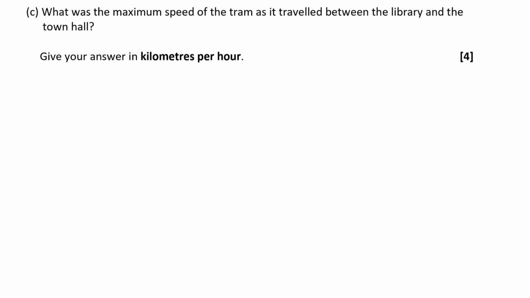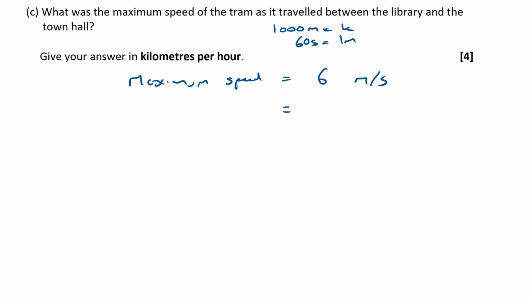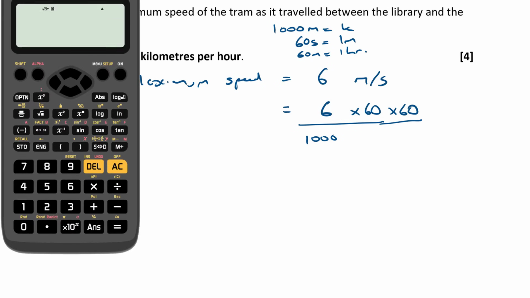Okay, so maximum speed is equal to 6 meters per second. So now we need to convert meters per second into kilometers per hour. Now there are 1,000 meters in a kilometer. There are 60 seconds in 1 minute, and we've got 60 minutes in 1 hour, haven't we? So if we're going to convert this from meters per second into kilometers per hour, we're going to have to take that 6, divide it by 1,000 to go from meters into kilometers. We're also going to have to multiply it by 60 to go from seconds to minutes, and then multiply it by another 60 to go from minutes into hours.